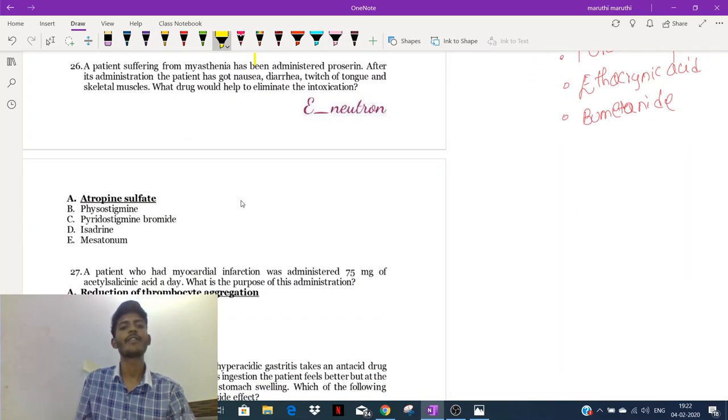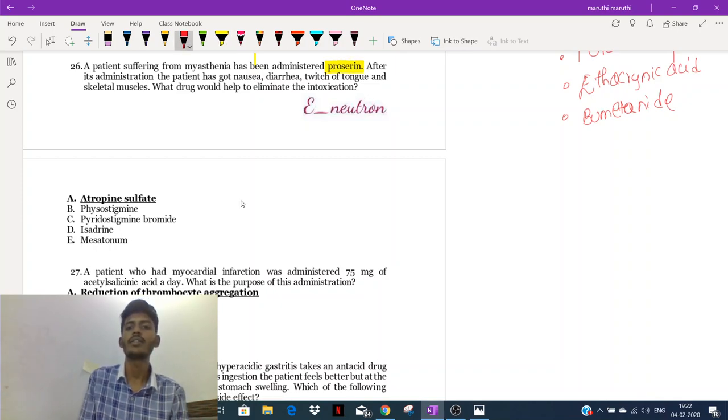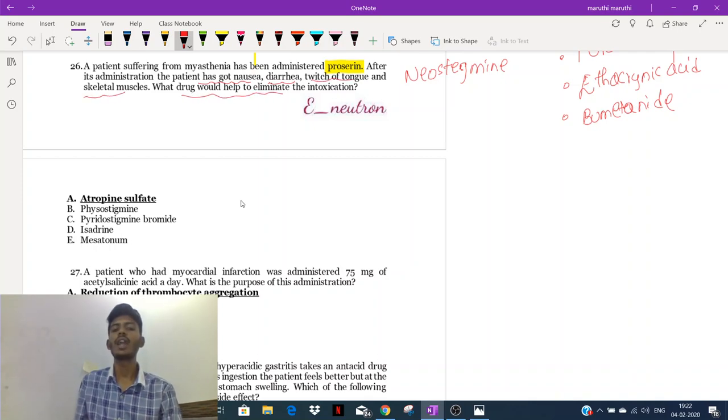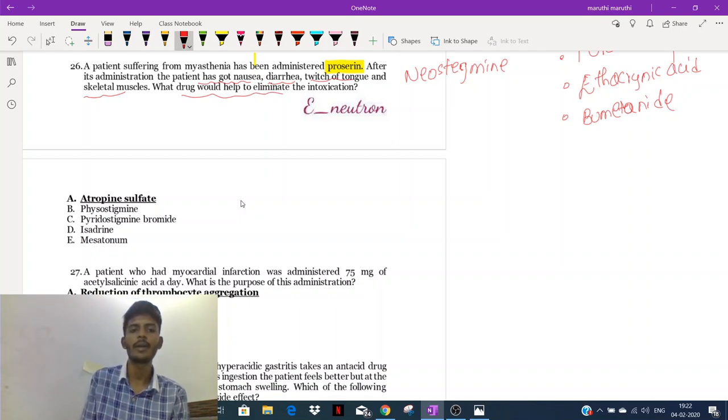Okay. A patient suffering from myasthenia gravis has been administered prozarin. Prozarin is also called neostigmine. Okay. He was given neostigmine. After the administration, the patient has got nausea, diarrhea, twitching of tongue and skeletal muscle. What drug should be used to help eliminate the intoxication, they asked. Okay, now what is neostigmine? We need to know. It's a type of anticholinesterase.